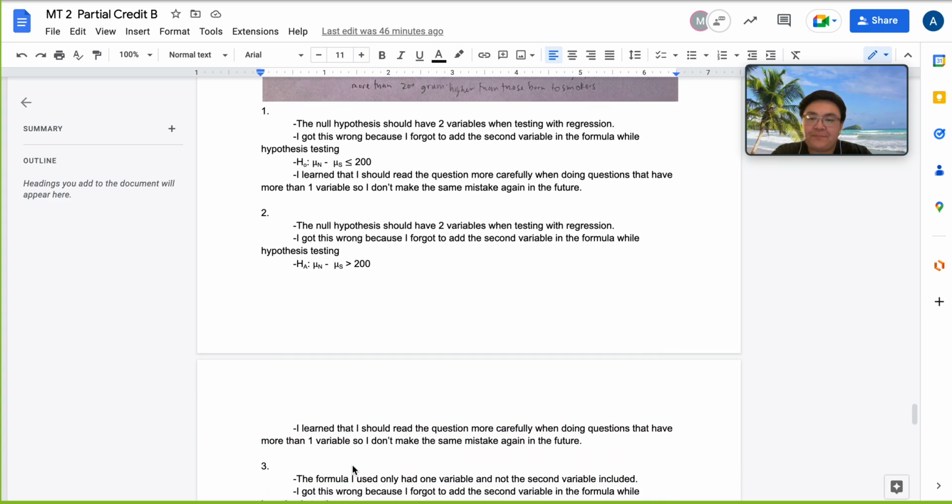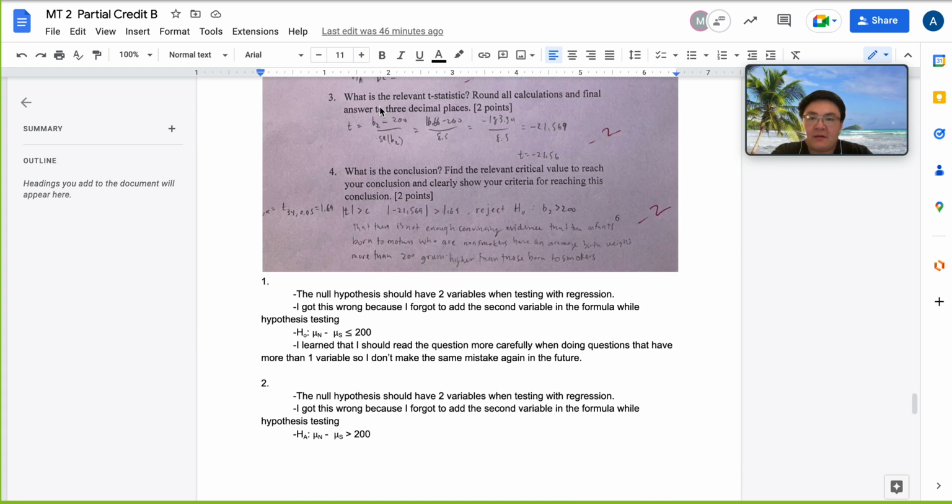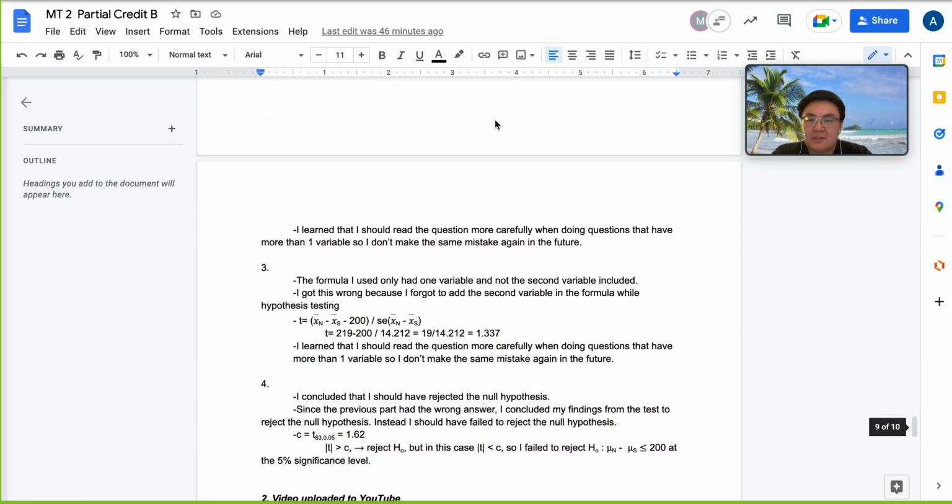The alternative hypothesis is anything greater than, so it'd be the mean of non-smokers minus the mean of smokers is greater than 200. For question 3, it is asking us what is the relevant t statistic, round all calculations to 3 decimal places. So for the t statistic, you would use the mean of non-smokers and the mean of smokers, minus 200, divided by the standard error of the mean of non-smokers minus the mean of smokers. From previous, we found that the standard error is 14.212, and this part is 219. We take 219 minus 200 divided by 14.212, which would equal 1.337.